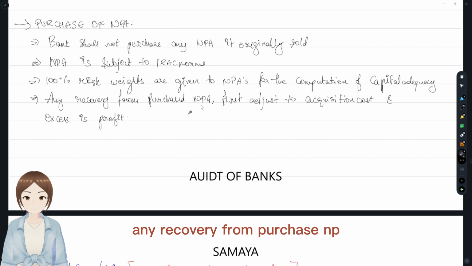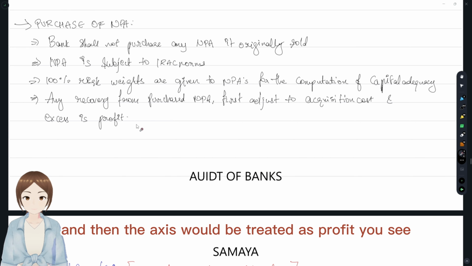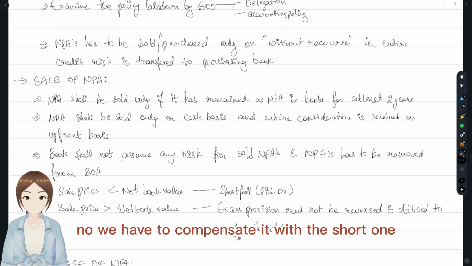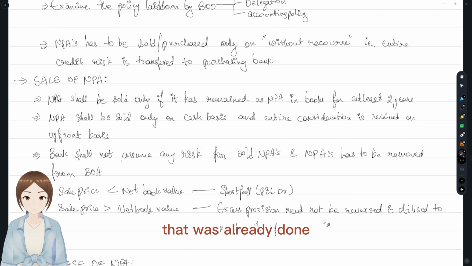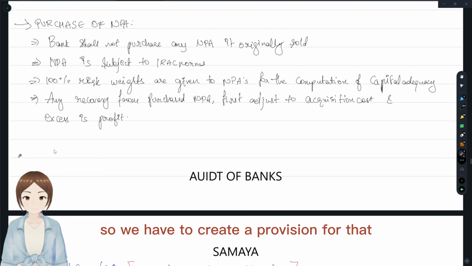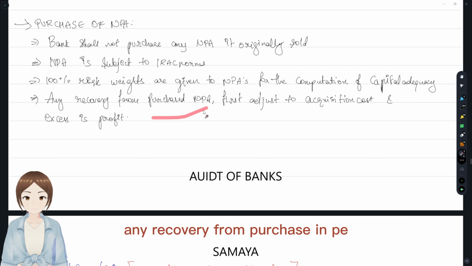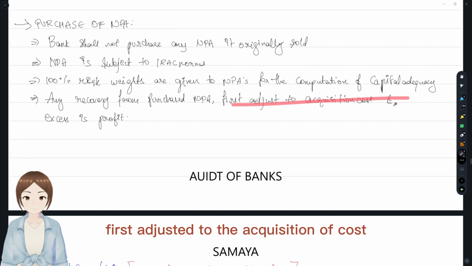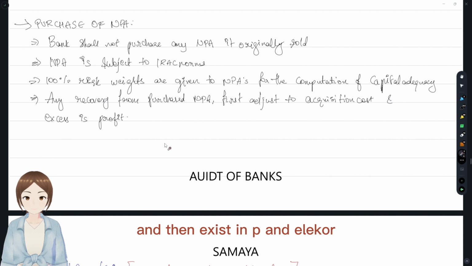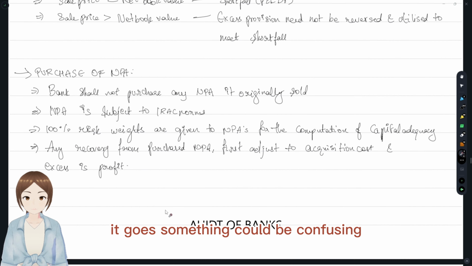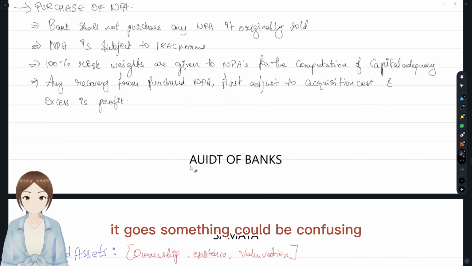Any recovery from a purchased NPA is first adjusted to the acquisition cost, and then the excess is treated as profit. Can we recognize profit on sale of NPA? No, we have to compensate it with the shortfall, so we have to create a provision for that. But can we recognize profit on purchase? Yes. Any recovery from a purchased NPA, you could recognize as a profit. First adjust it to the acquisition cost and then take the excess to the P&L account. So you have to make a note of it, because it could be confusing.